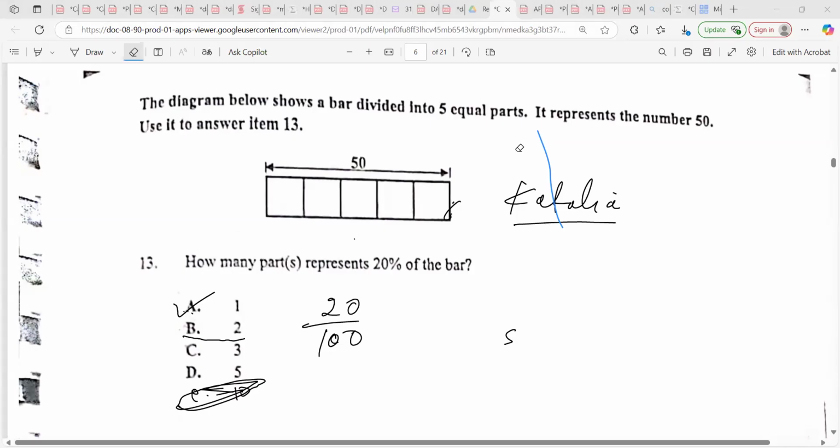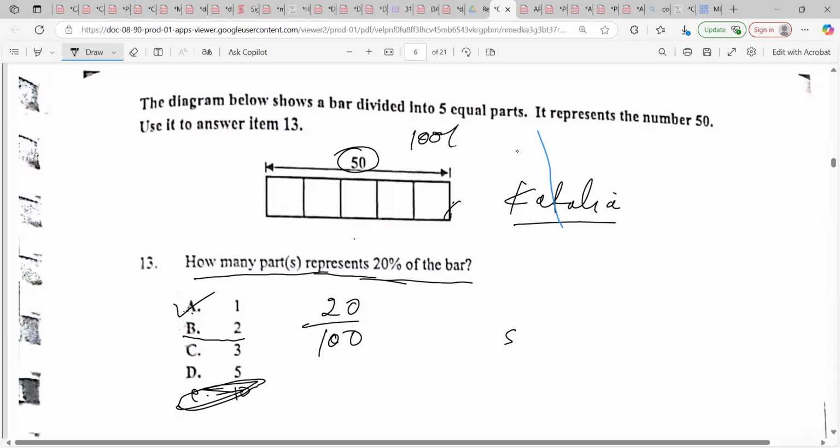Hold on there, guys. Let me just put some clarity on this, right? The whole is 50, but they are saying how many parts represent 20% of the bar. Now, this entire bar is 100%, right? So if you're saying that two of the bars represent 20%, another two will represent another 20%. Agree? Yes, sir. That's not 100% because guess what? The entire bar must be 100%.